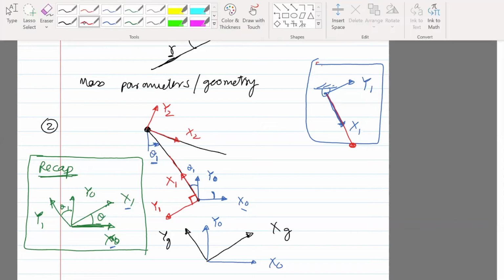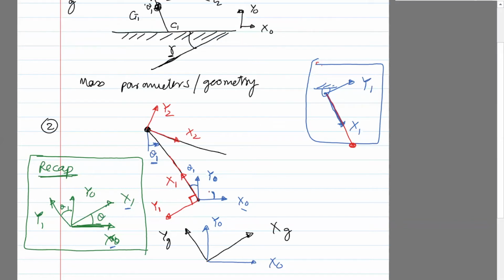Now let me find out what this angle between x0 and x1 is. You can see now that that angle is simply 90 plus theta 1. So between x0 and x1, the angle is pi by 2 plus theta 1. So 90 plus theta 1.